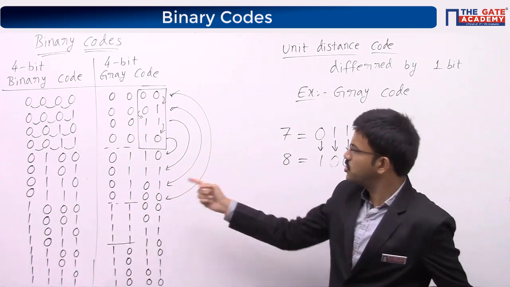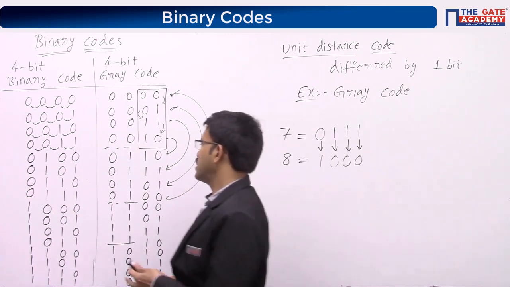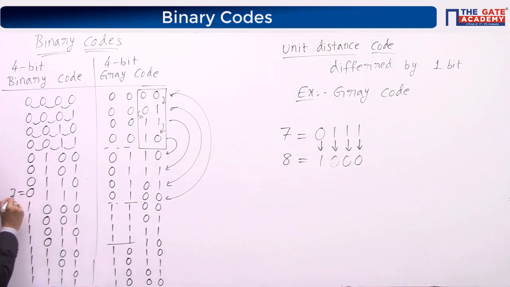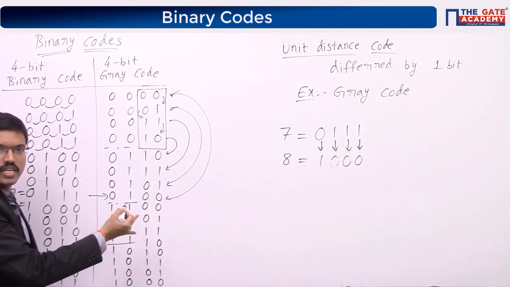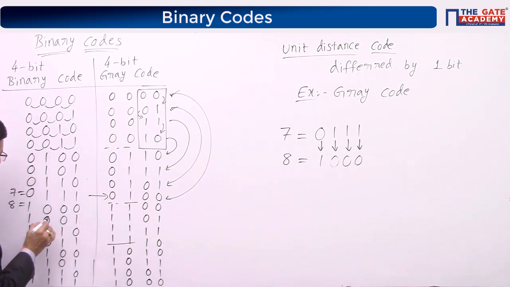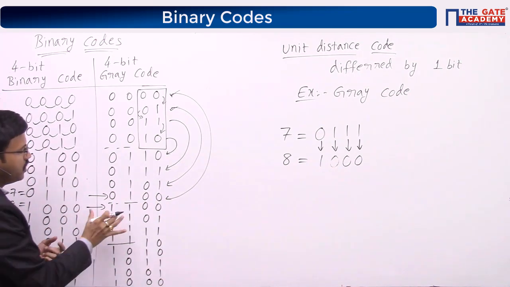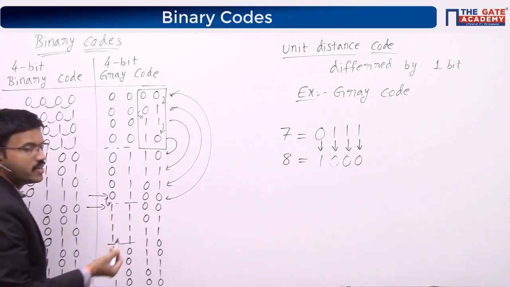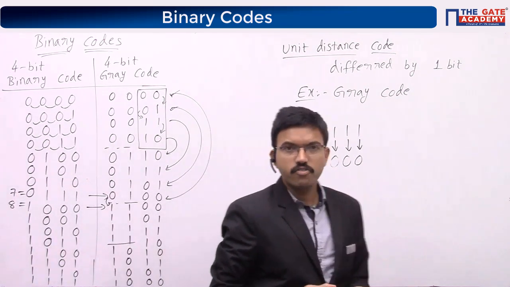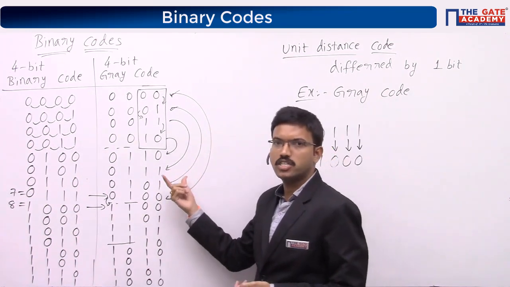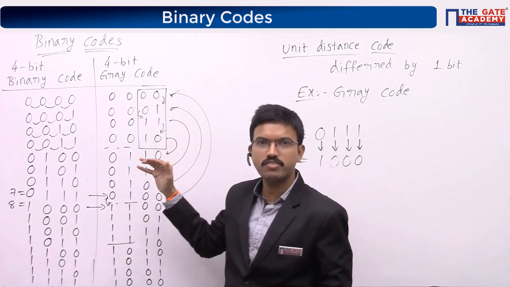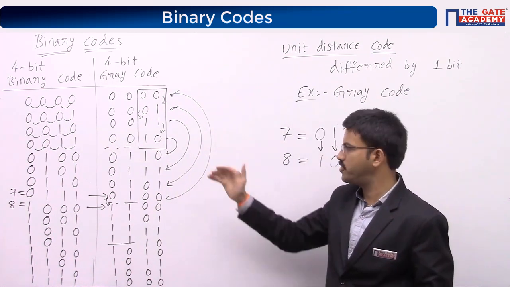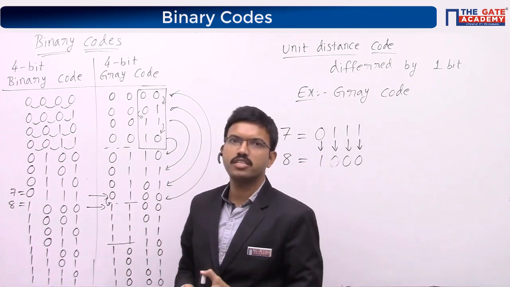Now you can see the code corresponding to 7 and 8. Suppose this is the 7, this is 8. For 7 in gray code you have 0 1 0 0. For 8, in binary you have the representation like this. But here you have 1 1 0 0. See here, only this bit is changing, remaining bits are same. So that is the advantage of gray code or unit distance code. Here we are arranging the code in such a way that only one bit position will differ. Remaining bits will be unchanged.